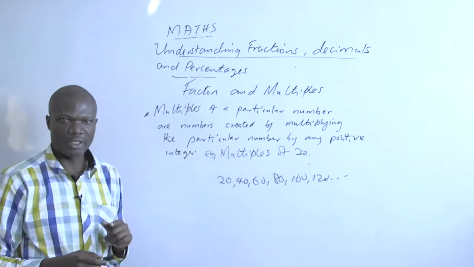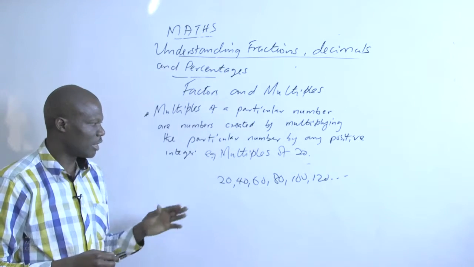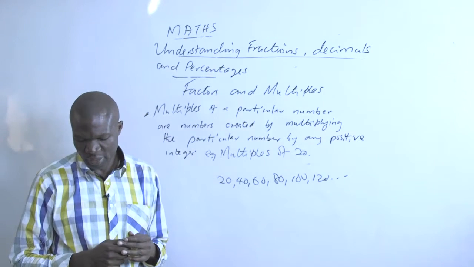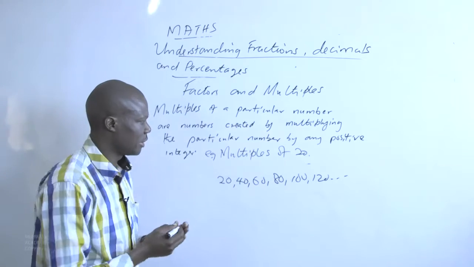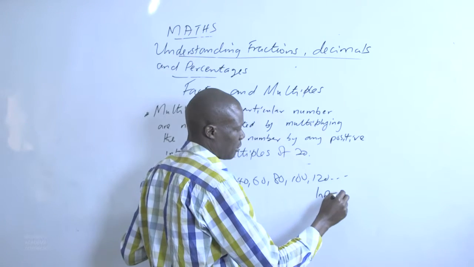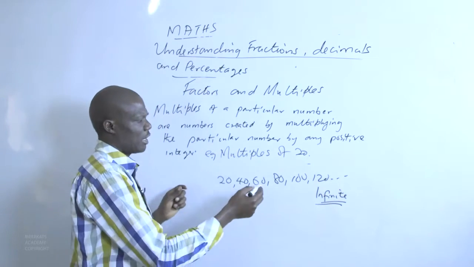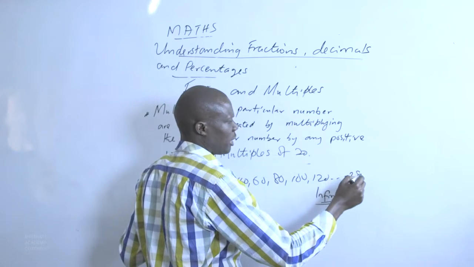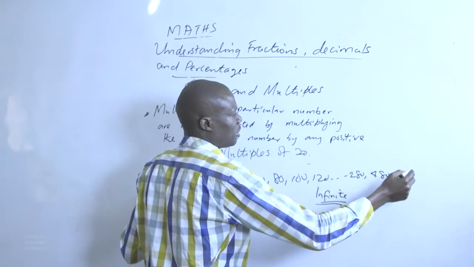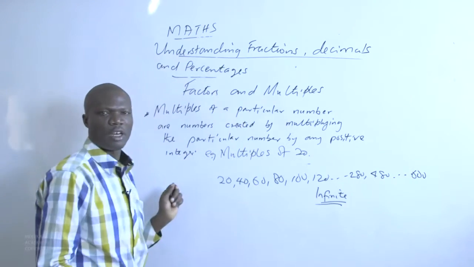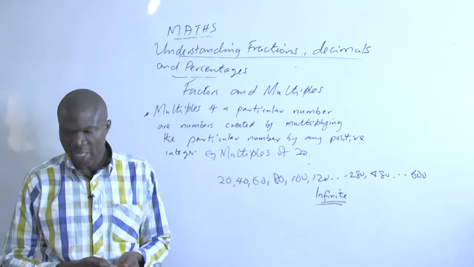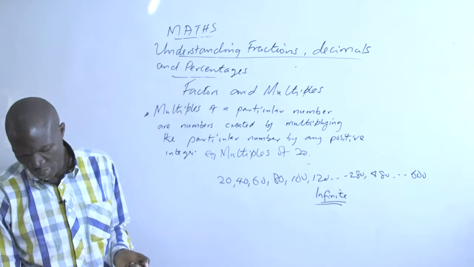If this is the case, then we can say that the number of multiples of a number is infinite. It is endless because we could continue with 280, 480, and so on, 600. All those are multiples of 20. That's why we say there is an infinite number of multiples.